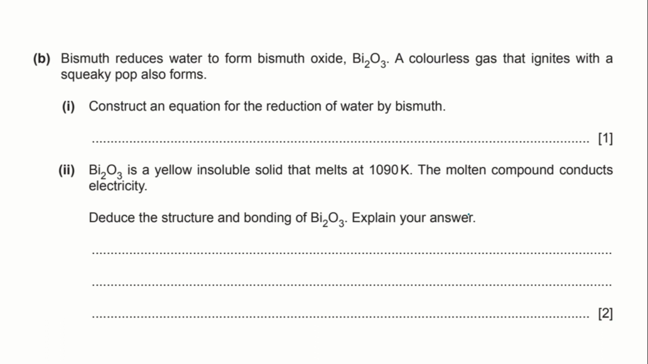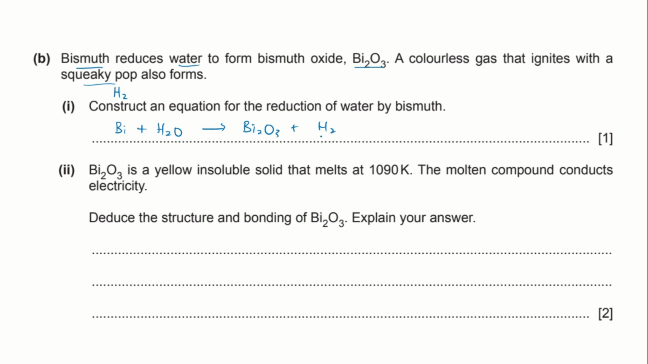In part B, the question tells us a reaction between bismuth and water. Bismuth oxide is formed, and also a gas that will make a squeaky pop sound with a burning splint, telling us that hydrogen gas is produced. So let's write down the reactants, which is bismuth and water, H2O, forming bismuth oxide, Bi2O3, and hydrogen gas.